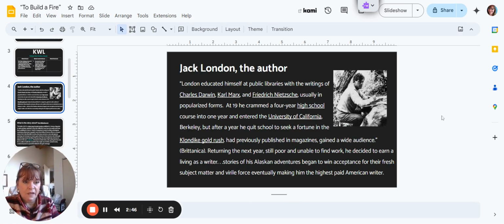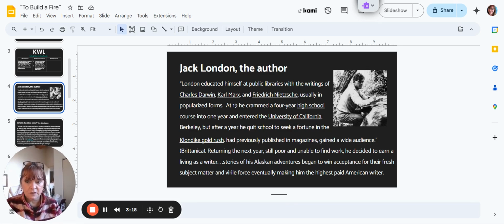All right, so Jack London, the author, you did watch a biography of him in his early years. And I just wanted to follow up with, I think I got this off of Britannica.com or Britannica.org. And it says that Jack London educated himself at public libraries, and he was heavily influenced by the writings of Charles Darwin. That actually does matter in the story that we're going to read, and all of Jack London's writings. He also studied Karl Marx.